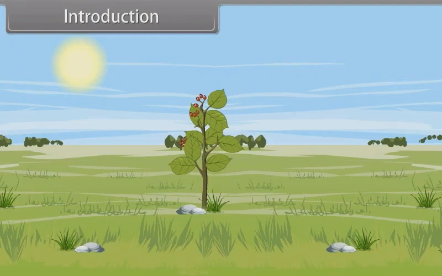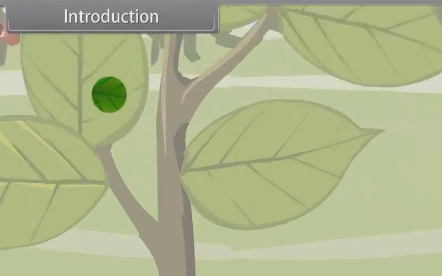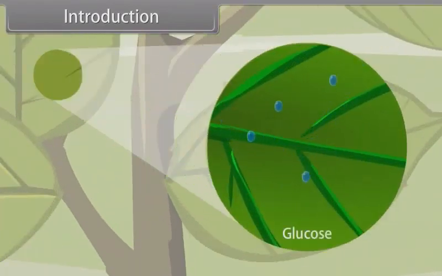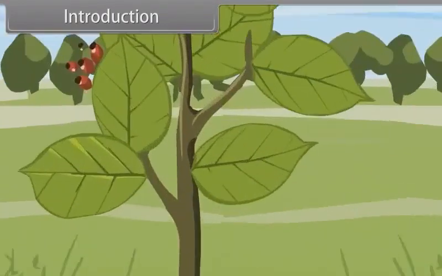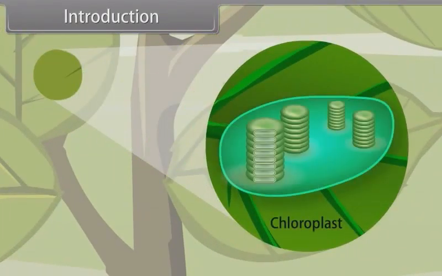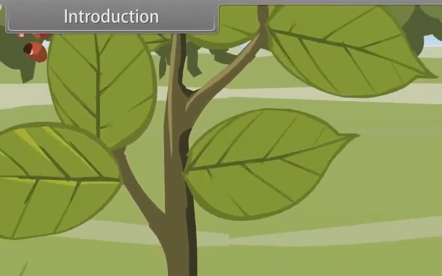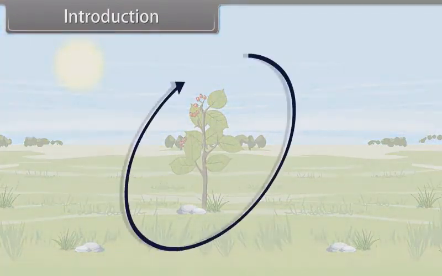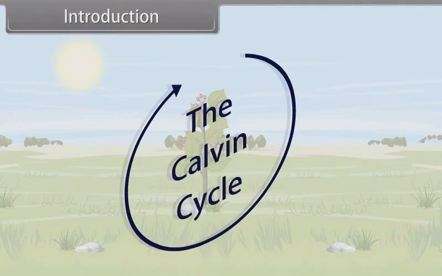Photosynthesis is the process of converting light energy to chemical energy and forming glucose, which is used by the plant for various activities. Photosynthesis takes place in the chloroplast using chlorophyll, which is a green pigment involved in photosynthesis. There are two cycles through which photosynthesis takes place. They are the Calvin cycle and the C4 cycle.